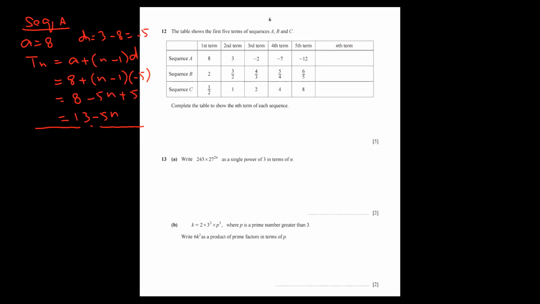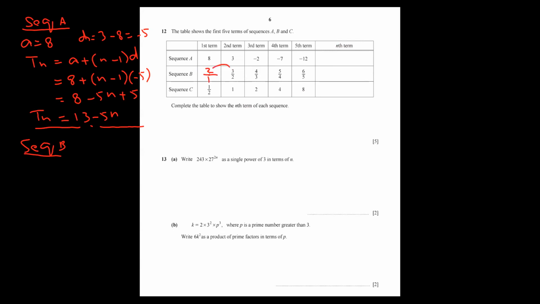Now let's talk about the second sequence, sequence B. When you look at sequence B, actually at the start it looks very different. We try first AP or GP. He's very clever, actually he has given a 2, so we can write this 2 as 2 by 1.